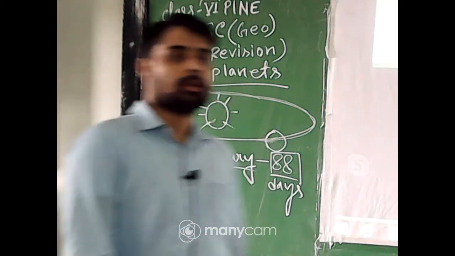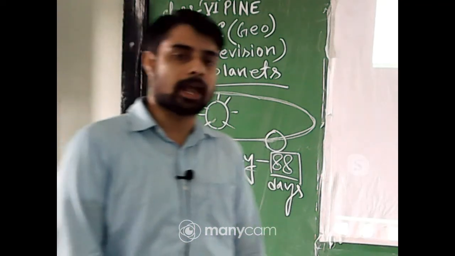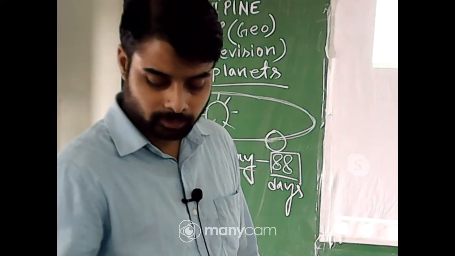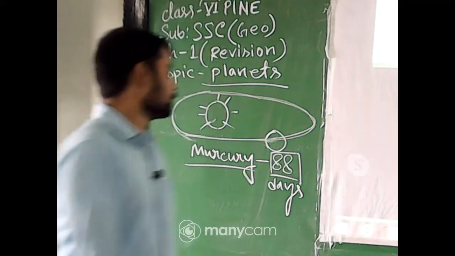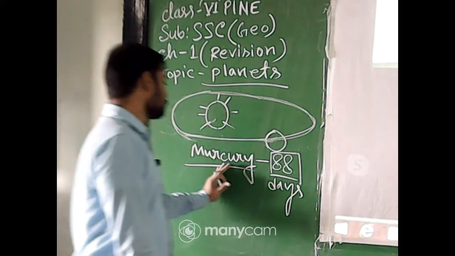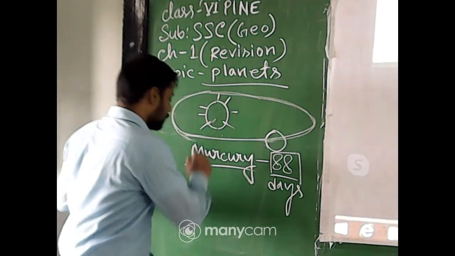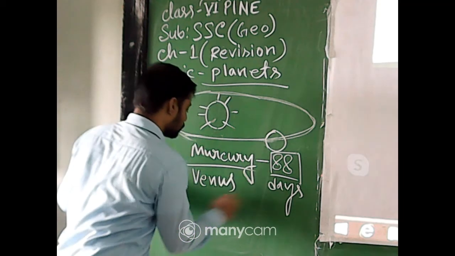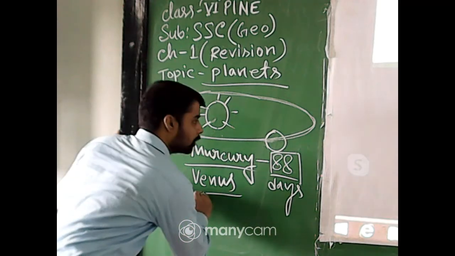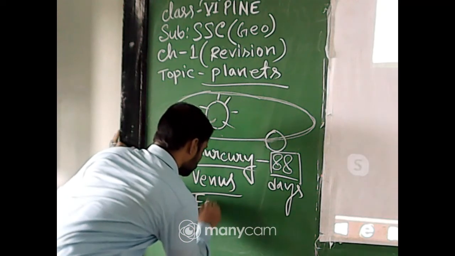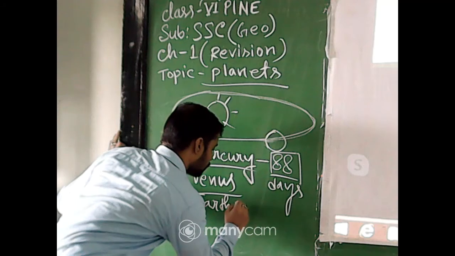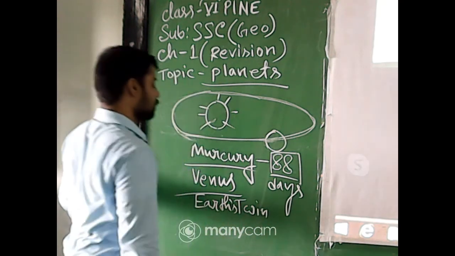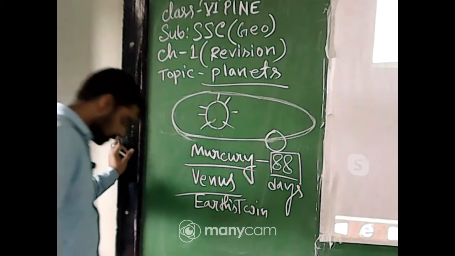And in the solar system, the largest planet is Jupiter, and the other planet that is next to Mercury, nearest to the Earth, is Venus, and Venus is called the Earth's twin. Always remember this, that Venus is called Earth's twin. Okay, Venus is called the Earth's twin.